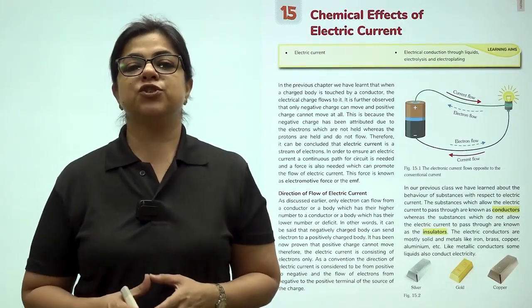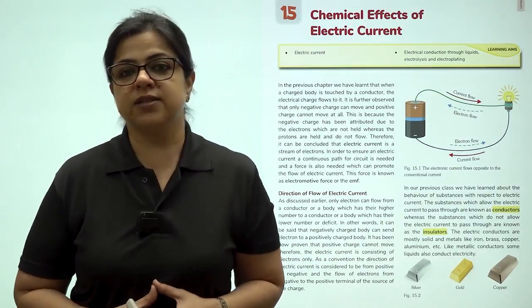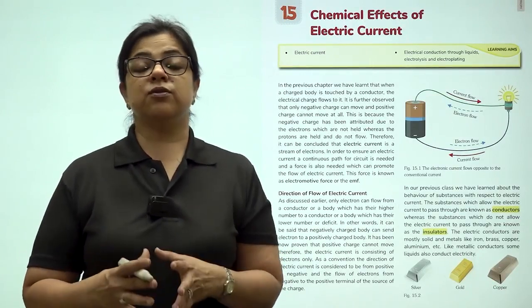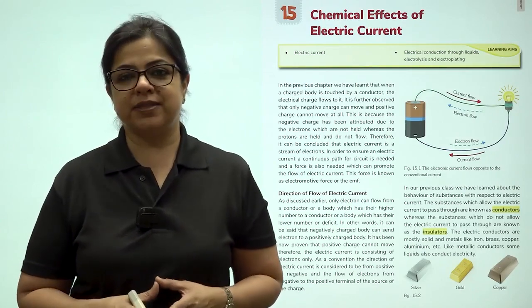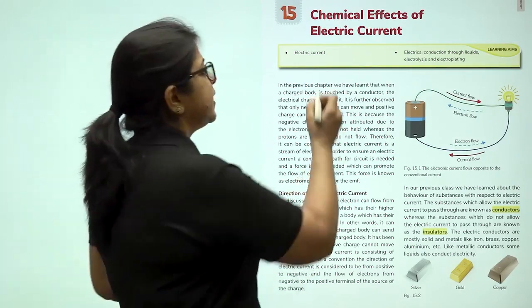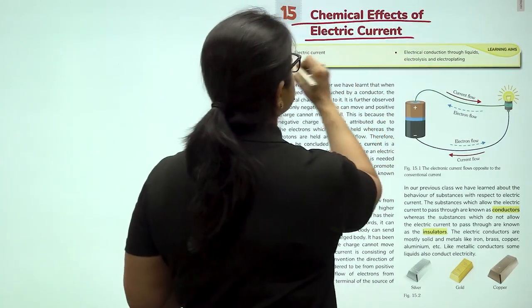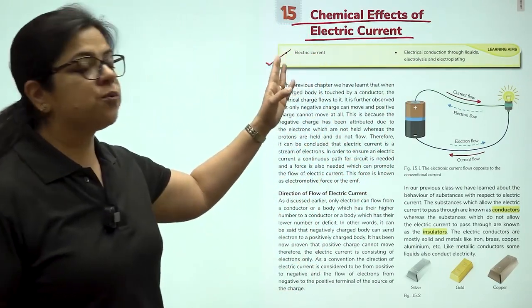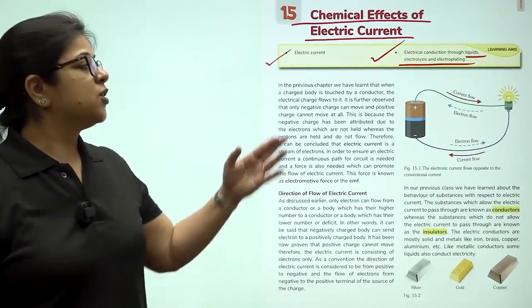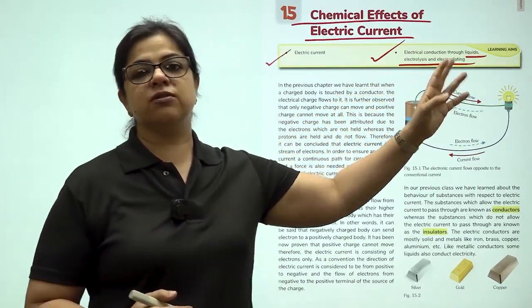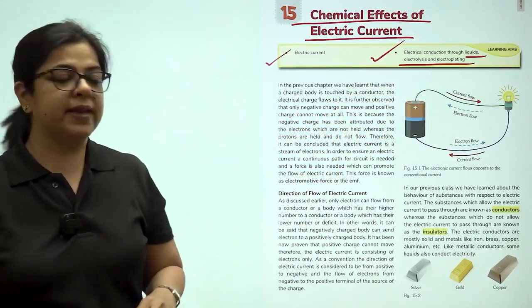Children, in the previous session we learned about electrical charges. Today we are going to learn about what happens when these electric charges move. We are going to learn about chemical effects of electric current. So here we are going to understand electric current and conduction of electricity through liquids, electrolysis and electroplating.